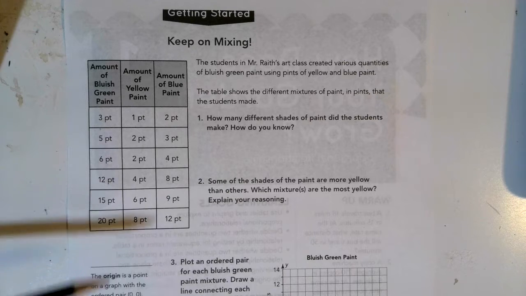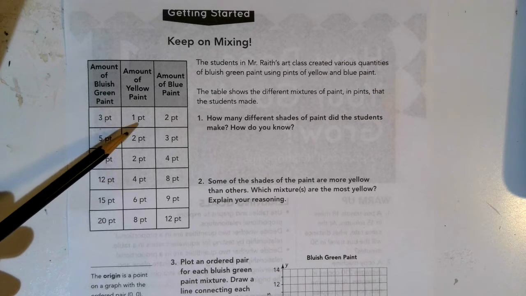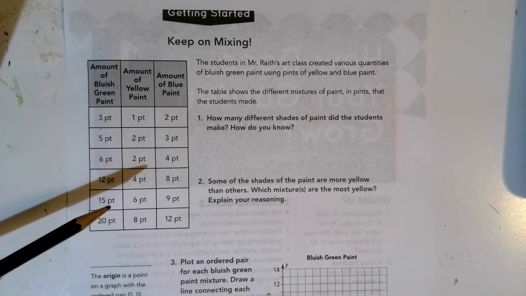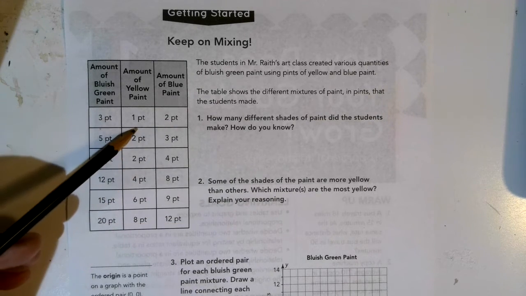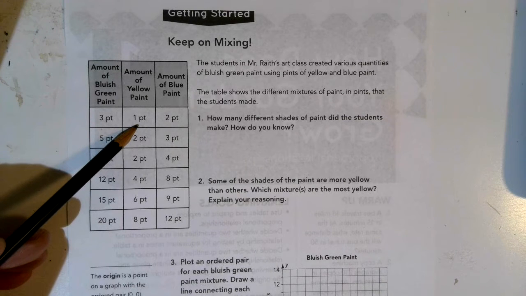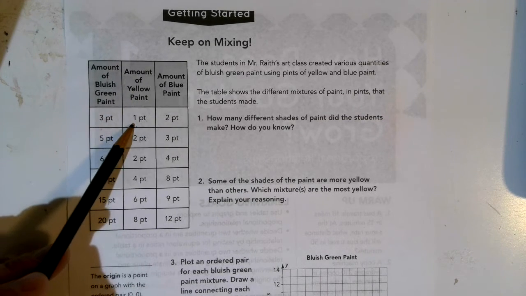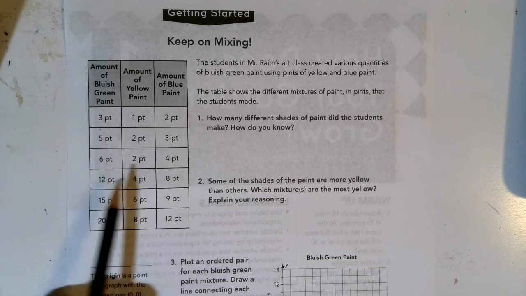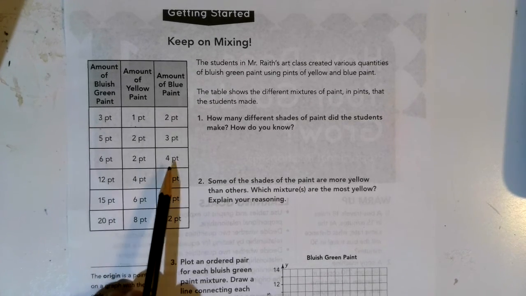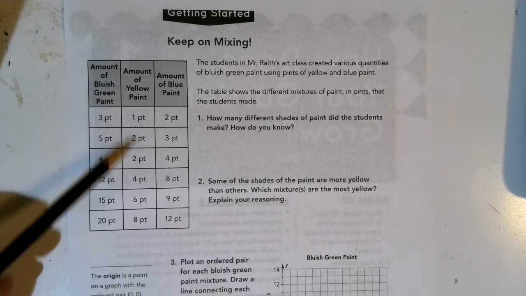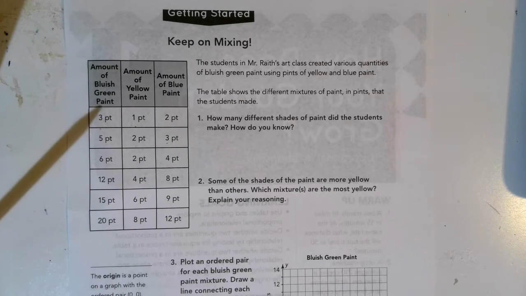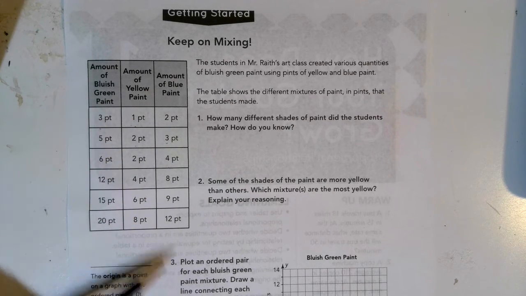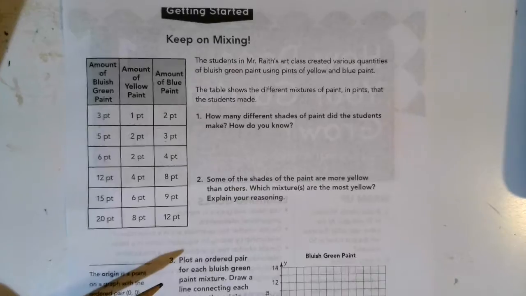So let's define what a shade is. Anytime that I use 2 different amounts of a color, I get a different shade, unless they are proportional. So if I look at 1 pint of yellow and 2 pints of blue, it's going to be the same shade as 2 pints of yellow and 4 pints of blue, because all I'm doing is doubling the recipe. 2 pints of yellow and 3 pints of blue is going to give me a different color, though. So how many different colors do we have here? Okay, that's the first thing you're going to figure out.